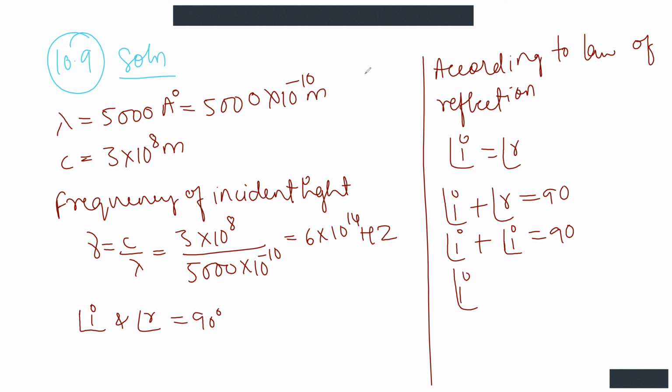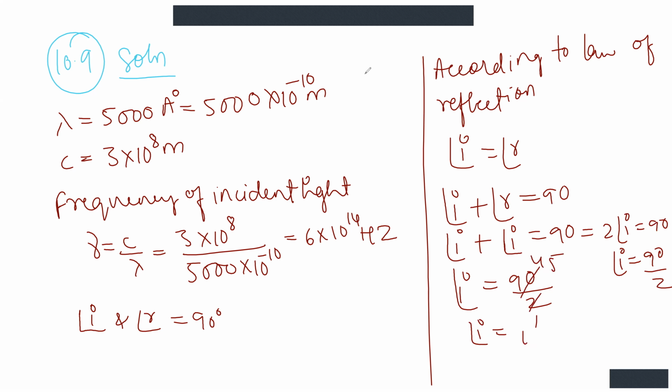Therefore angle of incidence is equal to 90 divided by 2, because this becomes 2 times angle of incidence is equal to 90 degree, or angle of incidence is equal to 90 by 2. You can do it like this also. So angle of incidence I is equal to 2 ones are 2, 45. So this becomes 45 degree. So this is the solution for 10.9.